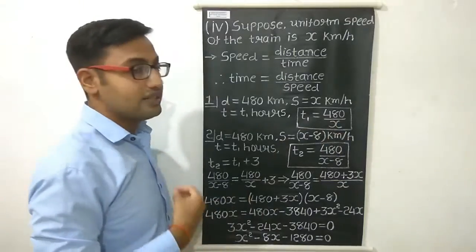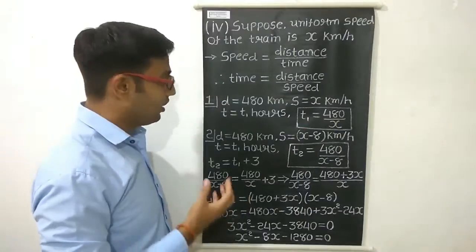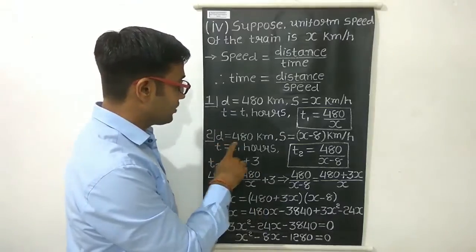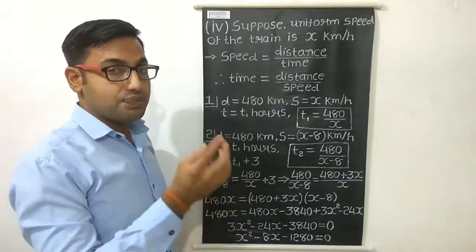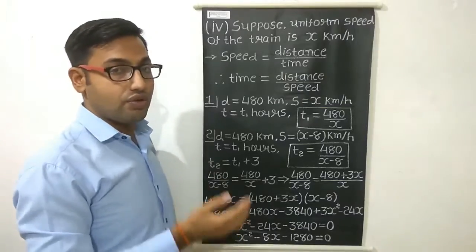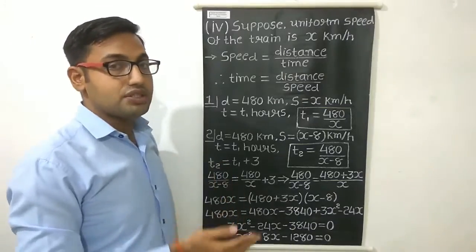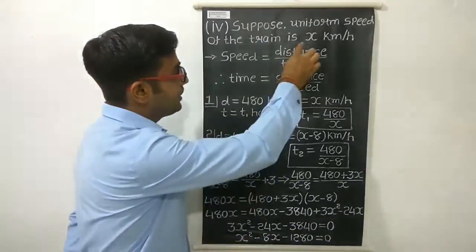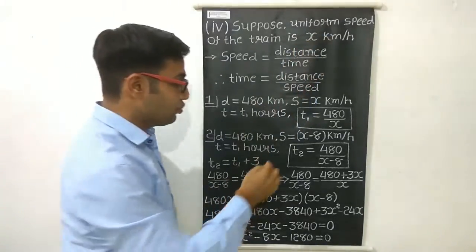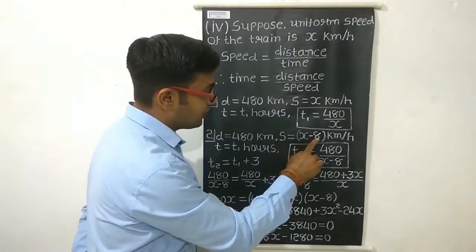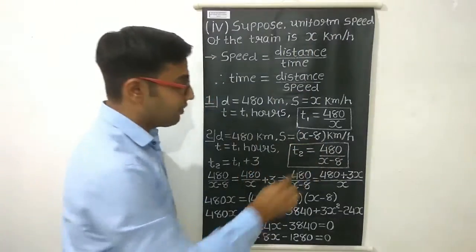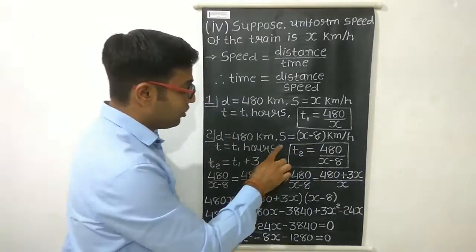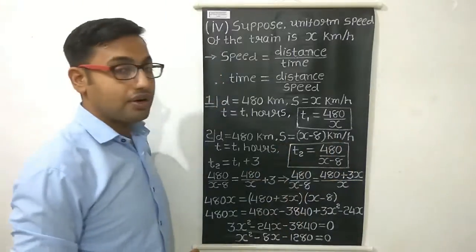Okay. Now the second situation given in the question is that again the train is traveling the same distance. So the distance in the second case is also 480 kilometer, but the speed is changed. What is given in the question is that the speed is 8 kilometer less than the previous speed. So the previous speed is x kilometer, so now the new speed will be x minus 8 kilometer per hour. Why? Because it is 8 less than the previous speed that is given in the question. So the new speed is equal to x minus 8 kilometer per hour.